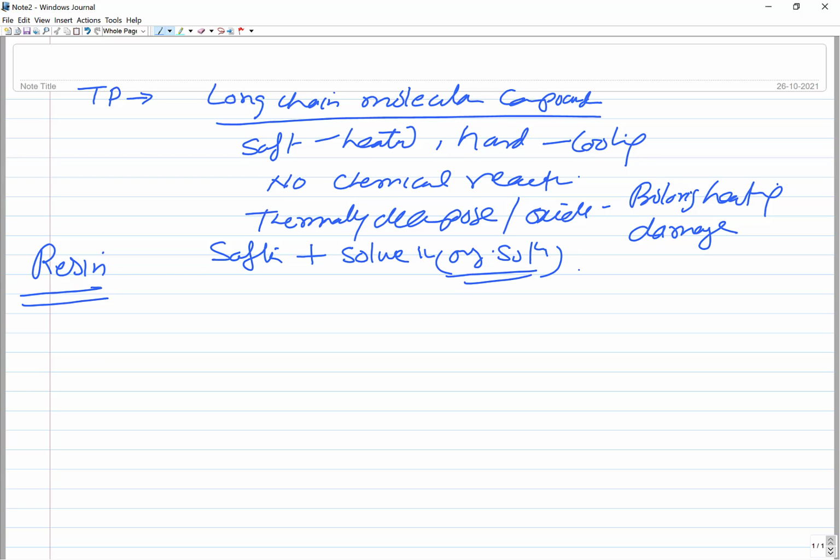So they get softened, and when the solution is evaporated, they get hardened. So this type of resins gets softened when added with some kind of organic solution, and they get hardened when the solution is evaporated. Okay, so this is a typical behavior shown by the thermoplastics.